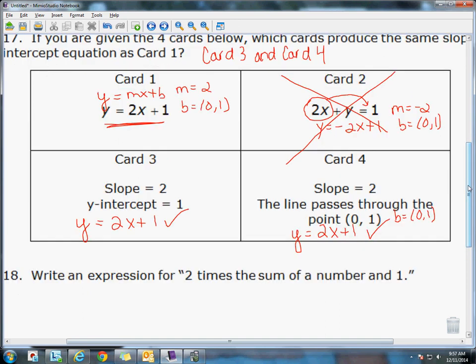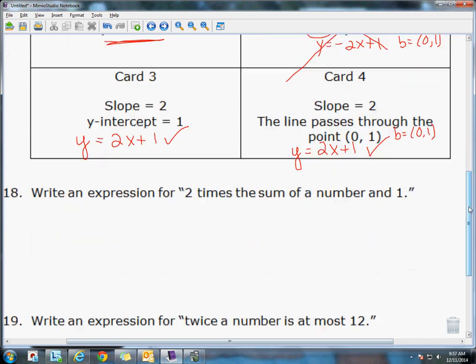Alright, number 18 says write an expression for 2 times the sum of a number and 1. When you see this word times the sum, you're going to have parentheses. So we have 2 times the sum of a number and 1. We don't know what number it is, so you can use x, you can use n, any variable, and that's it. We don't have to solve nothing. So 2 times the sum, anytime you see that, you have to have those parentheses, a number and 1.